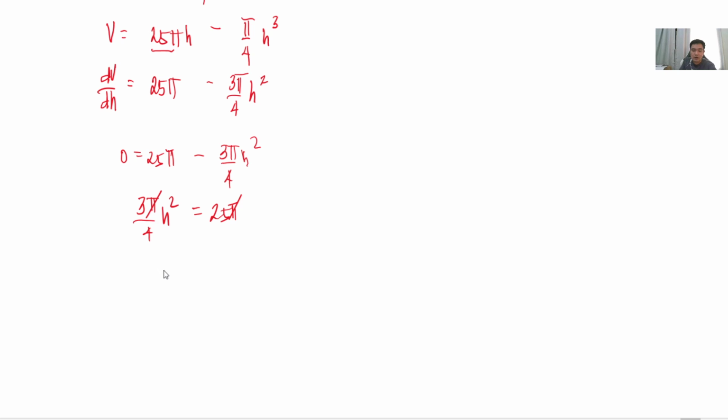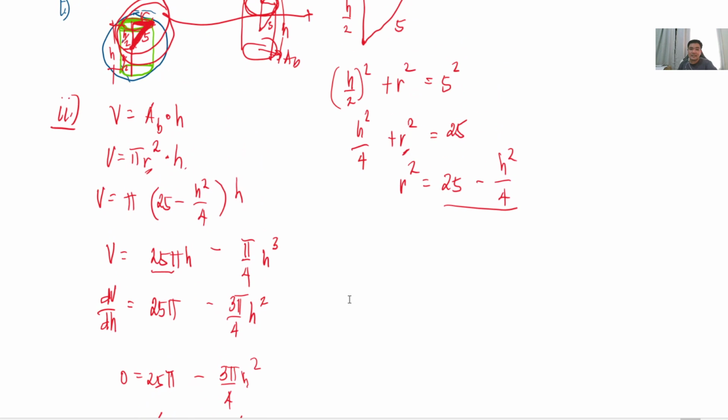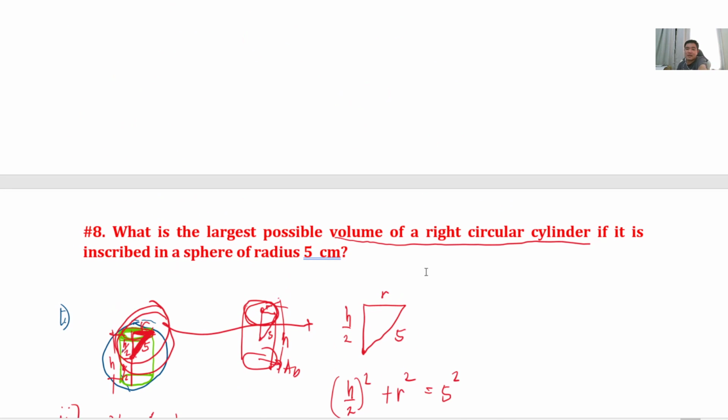Okay? So, H squared now is, ano yung nakuha kong value dito? 4 times 25, cross multiplication, that is 100, divided by 3. Tama ba? So, square root, H is 10 all over the square root of 3. So, nakuha na natin yung height ng ating cylinder. Ang tinatanong, class, is find the largest possible volume.